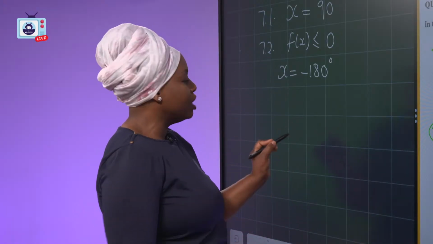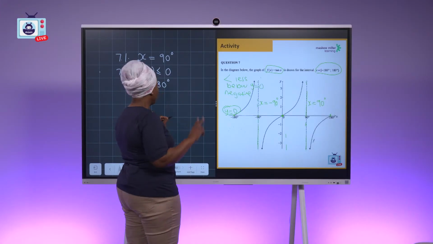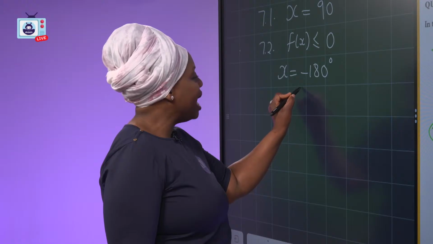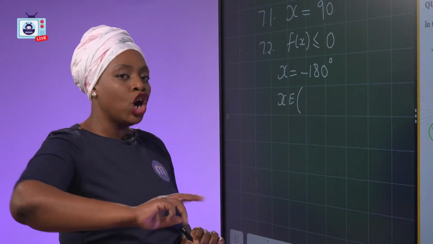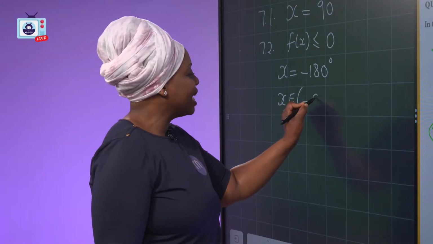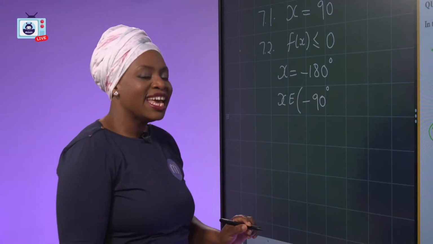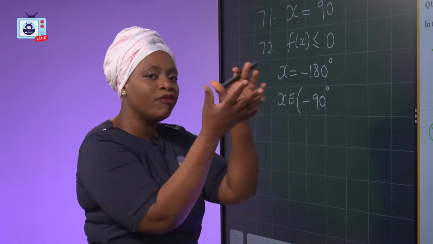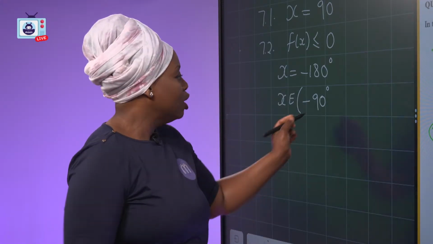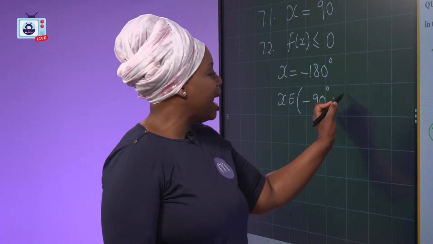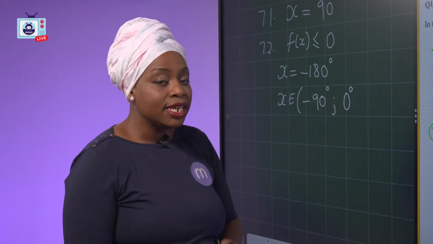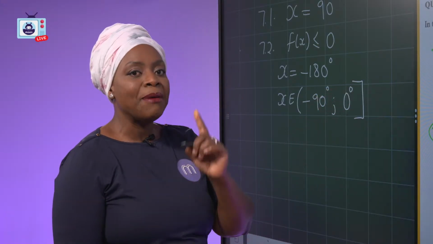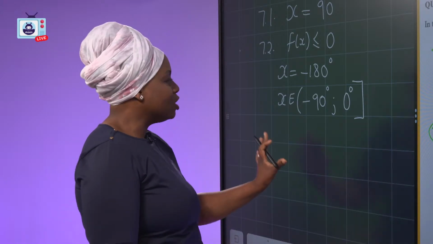So when we respond to that one, you can use two methods. You can say x is an element of, and you put a round, not a square bracket, and then you put negative 90. Why? Because 90 is not included. For this graph, 90 would never be part of the answer when we are answering like this. So that is what you're going to write, and then up until 0. But guess what? For the 0, it's included. Then that means you're going to put your square bracket. Okay, I guess you guys can follow this.